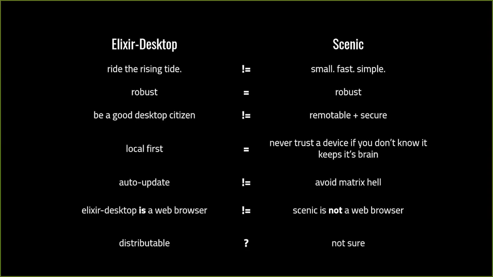And then that's actually one of the non-goals of Scenic that was listed. Scenic is not a web browser, and that's probably one of the easiest differentiators. Elixir Desktop is a web browser. That's the primary idea. It's an embedded web browser in which you write your application.